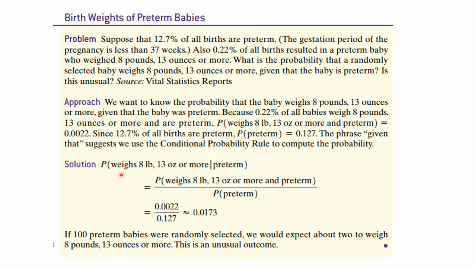Okay, well, we're going to use the definition then. So what we're going to do, the probability it weighs that much or more, given that it's preterm, is the probability it is that and preterm, divided by the probability it is preterm. You punch in those numbers, and you get this answer. Now, this is less than 5%, so we declare this as an unusual outcome.